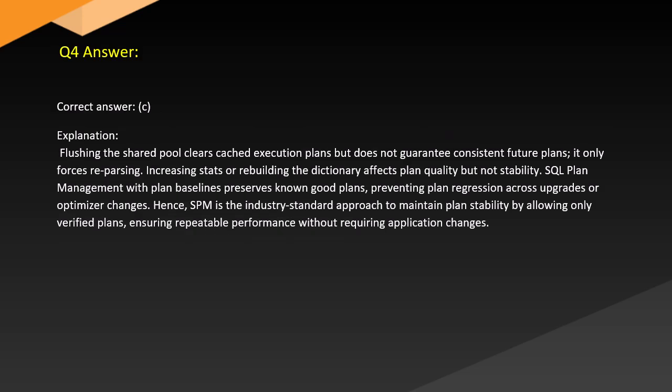Answer. Correct answer: C. Explanation. Flushing the shared pool clears cached execution plans but does not guarantee consistent future plans. It only forces reparsing. Increasing stats or rebuilding the dictionary affects plan quality but not stability.